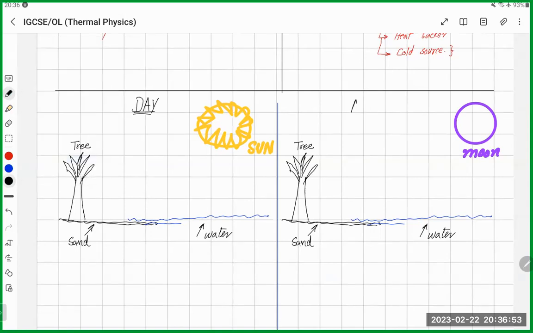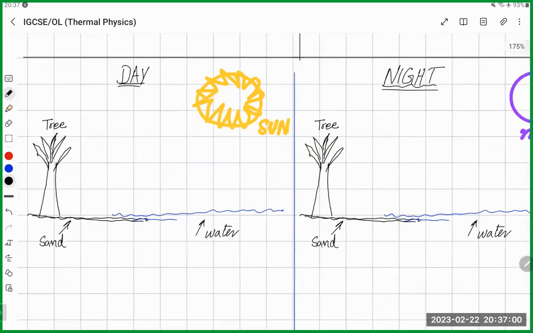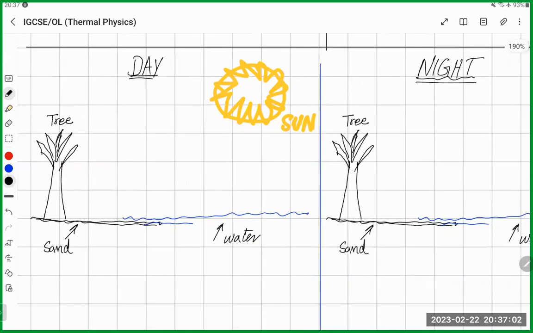And this is night. So at the daytime, water has a very high specific heat capacity. It's not easy to change the temperature of water, but sand can easily be heated up and it can easily be cooled down.